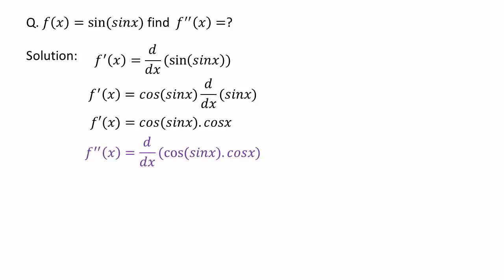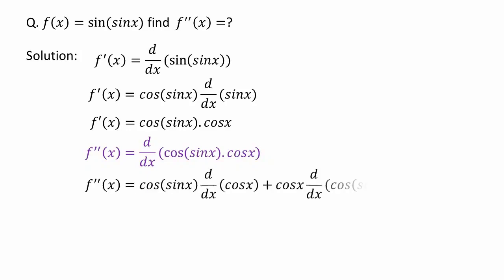Now taking the derivative again of this function, we can write f double prime of x is equal to d by dx of cos of sin x times cos x. Here, by using the product rule, f double prime of x is equal to, according to the product rule, the first function, which is cos of sin x, and take the derivative of the second function, which is cos x, plus the second function cos x, and take the derivative of the first function, which is cos of sin x.